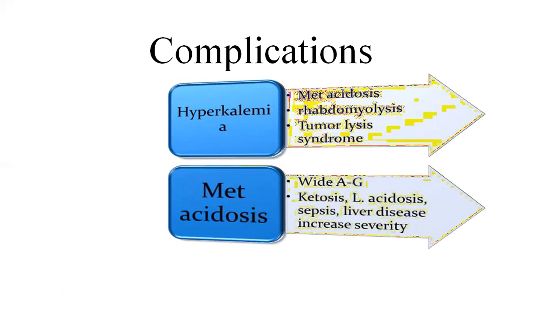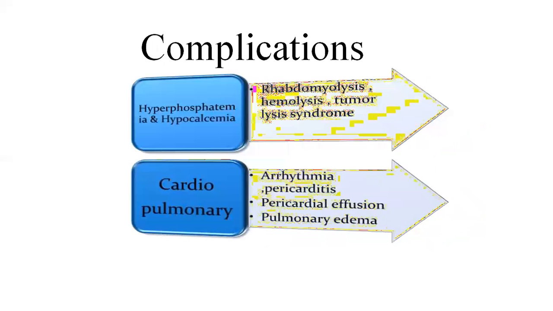Now let us look into the complications of acute renal failure. The first is hyperkalemia, an increased amount of potassium. There is metabolic acidosis, tumor lysis syndrome, and rhabdomyolysis. Metabolic acidosis can lead to a wide anion gap difference. Lactic acidosis, sepsis, liver disease, and ketosis can lead to metabolic acidosis.